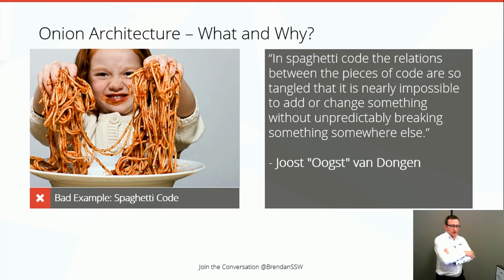So the main reason we care about architecture, and why we spend time scratching our heads and agonising over what we should do and why we shouldn't, is that we want to avoid spaghetti code. And I've got a great quote here that I found on the web. No idea who this guy is, but it's the best definition I've seen so far. In spaghetti code, the relations between the pieces of code are so tangled that it's nearly impossible to add or change something without unpredictably breaking something somewhere else.